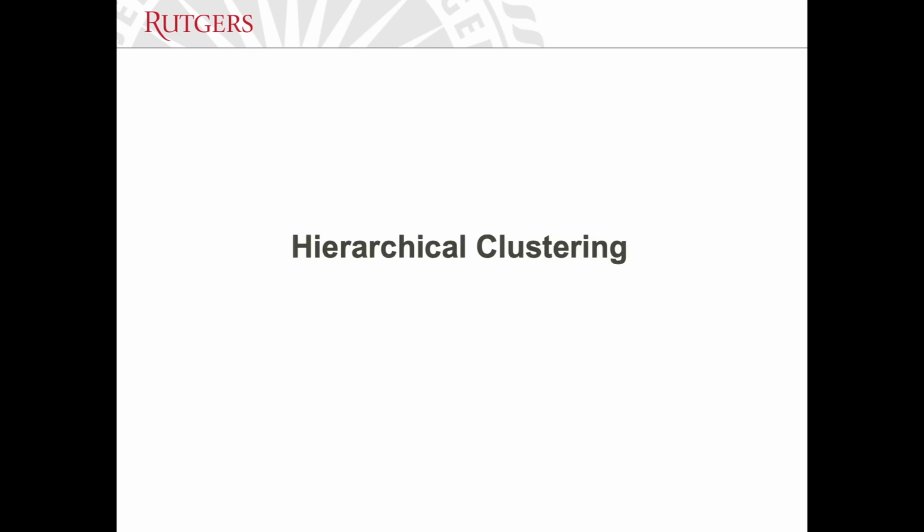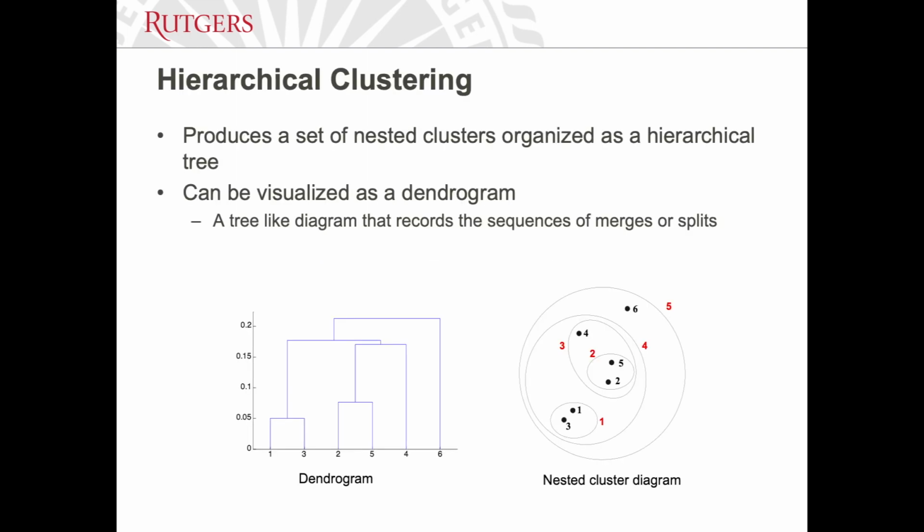The next algorithm we will cover is called hierarchical clustering. Hierarchical clustering refers to a collection of closely related clustering techniques that produce a hierarchical clustering by starting with each point as a single cluster and then repeatedly merging the two closest clusters until a single cluster remains. It is often displayed graphically using a tree-like diagram known as a dendrogram, shown in the slides on the left. Clusters can also be displayed as a nested cluster diagram, shown on the right.